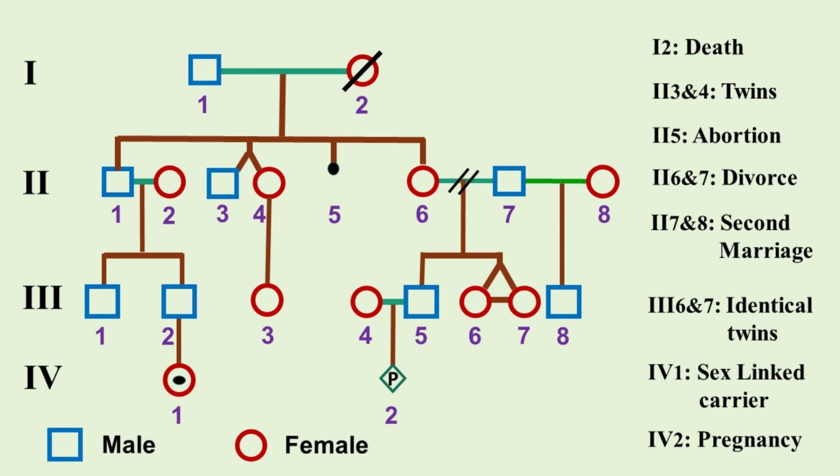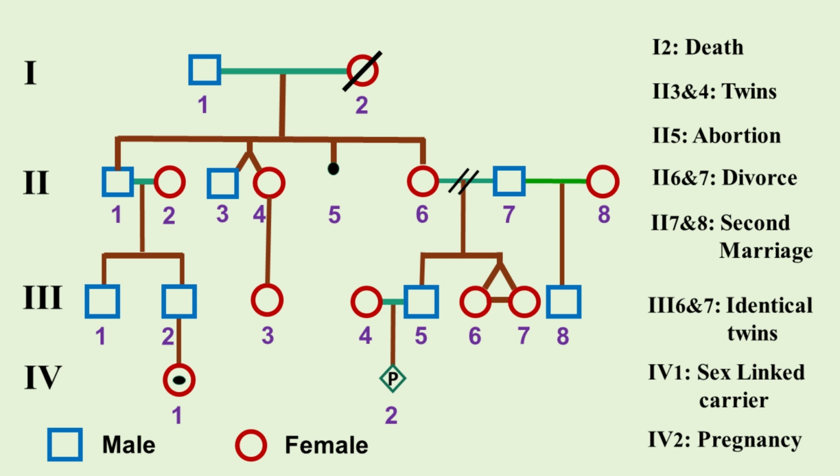From the top, the first generation, a man and a woman got married, and the wife passed away. They have 4 children. The first II1 is a boy, married and has 2 boys.